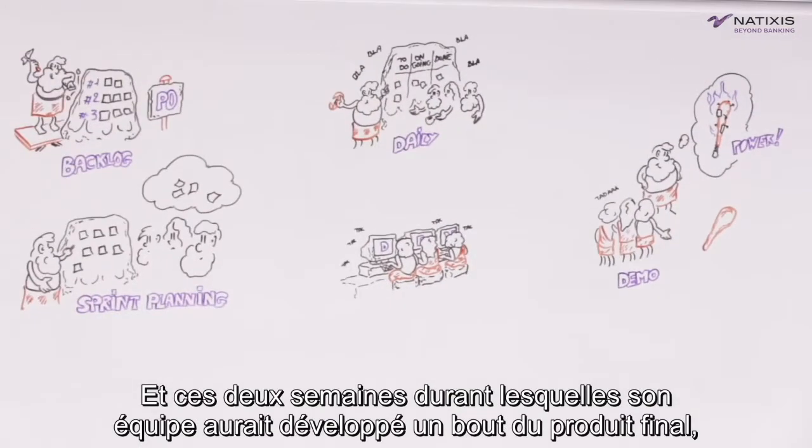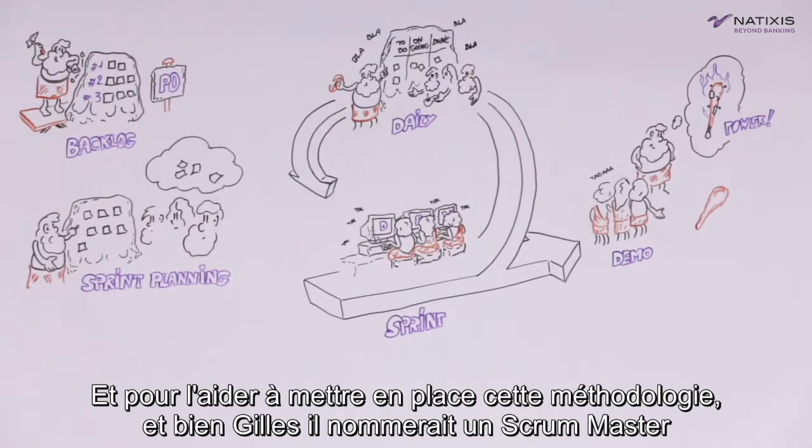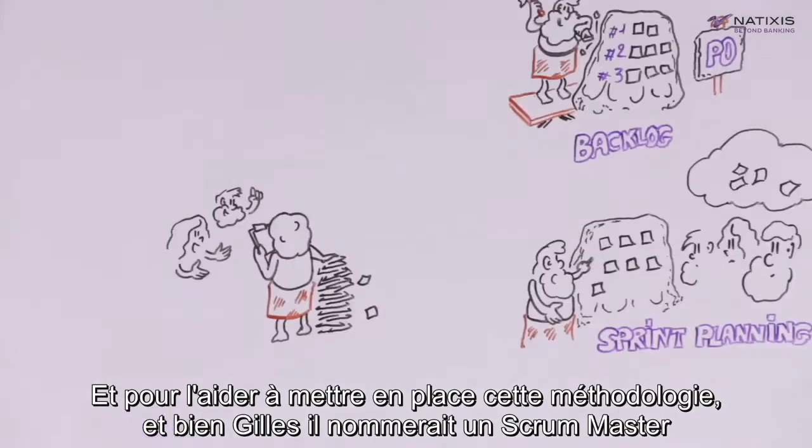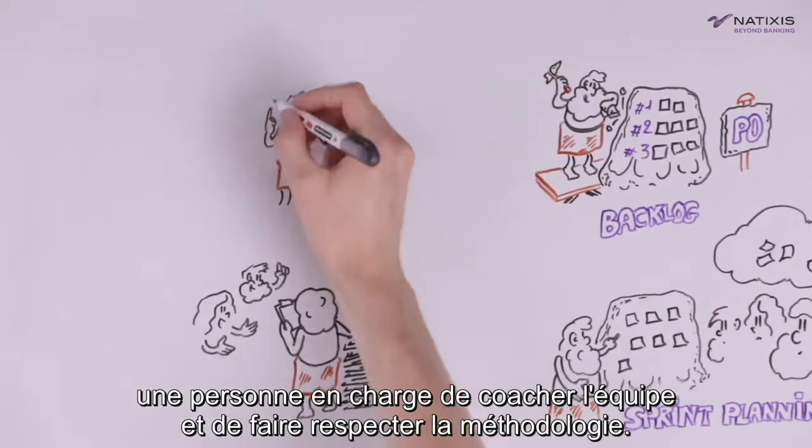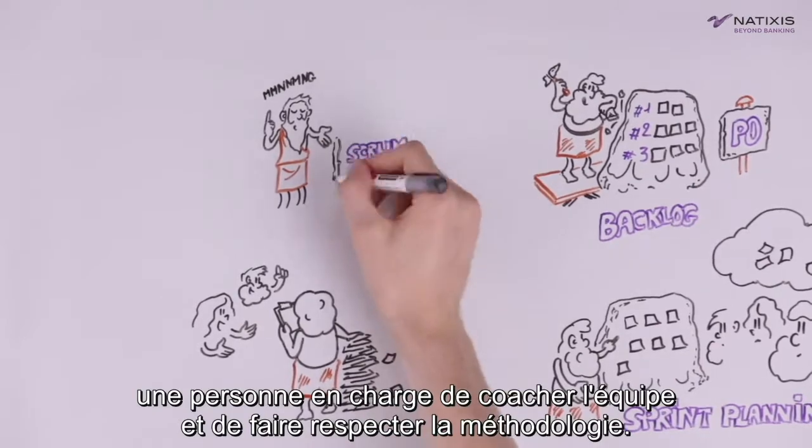Those 2 weeks, during which his team would have been developing a piece of the final product, Giles would call a sprint. And to help him implement this method, Giles would name a Scrum Master, a person in charge of coaching the team and applying the methodology.